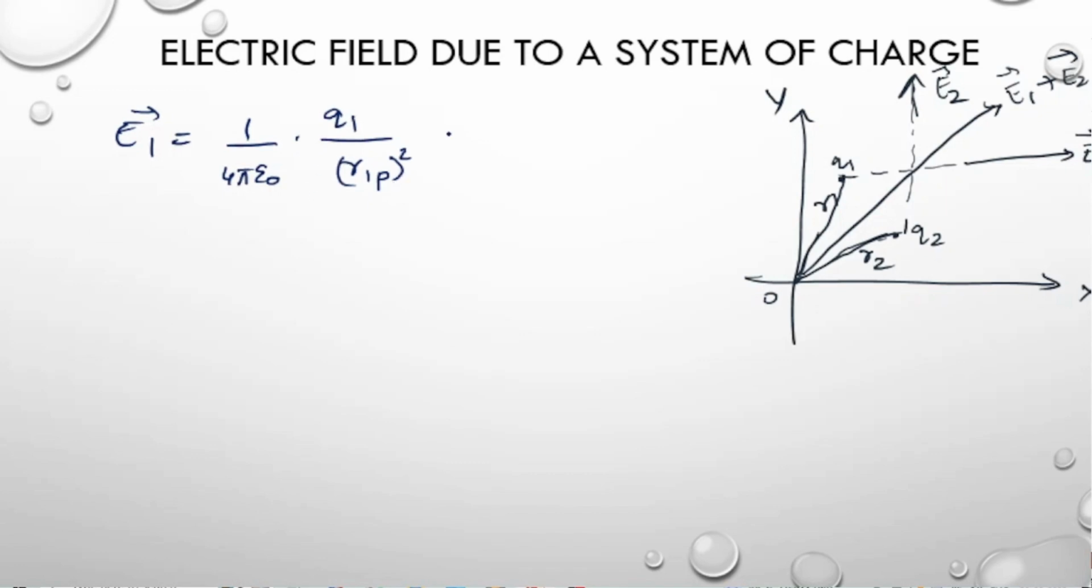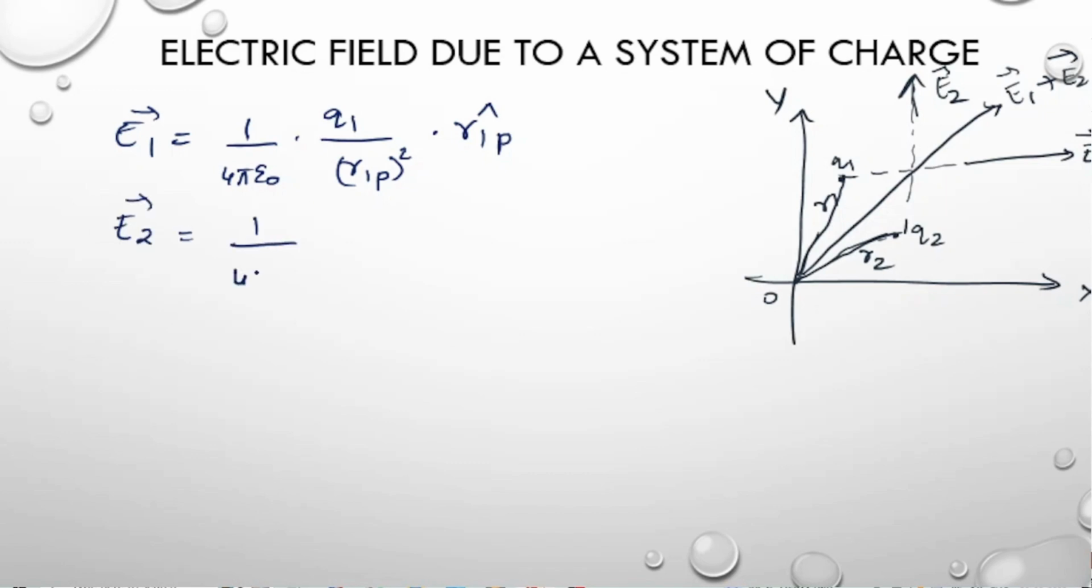Okay, r1p square into r1p cap. You're going to take certain constants over here. Usually we take them in vector form, so like that we are taking for charge 1 at point p. Now E2 will be what?